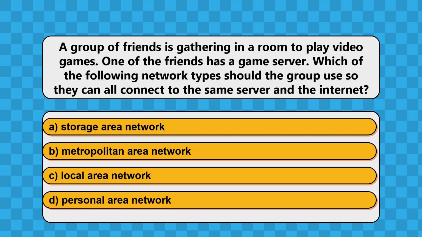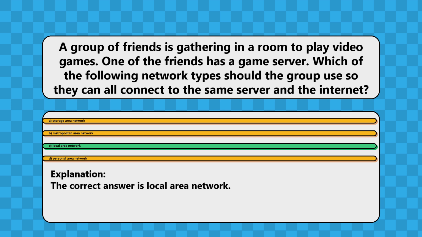Question 12. A group of friends is gathering in a room to play video games. One of the friends has a game server. Which of the following network types should the group use so they can all connect to the same server and the internet? Option A, Storage Area Network. Option B, Metropolitan Area Network. Option C, Local Area Network. Option D, Personal Area Network. The correct answer is option C, Local Area Network.